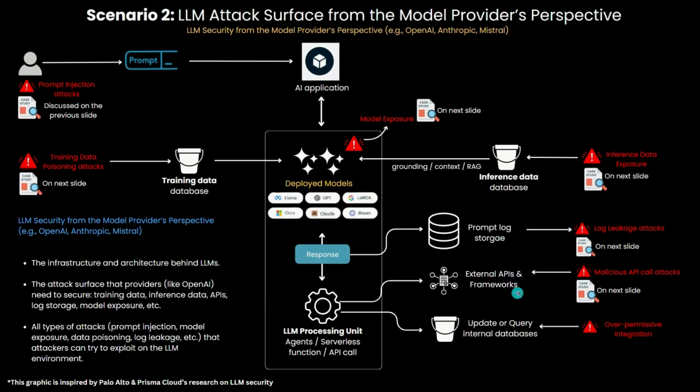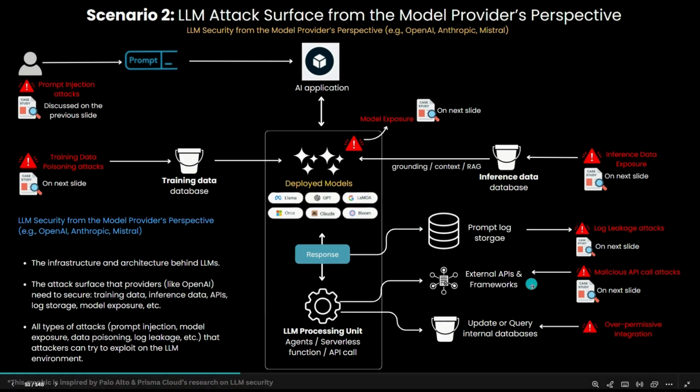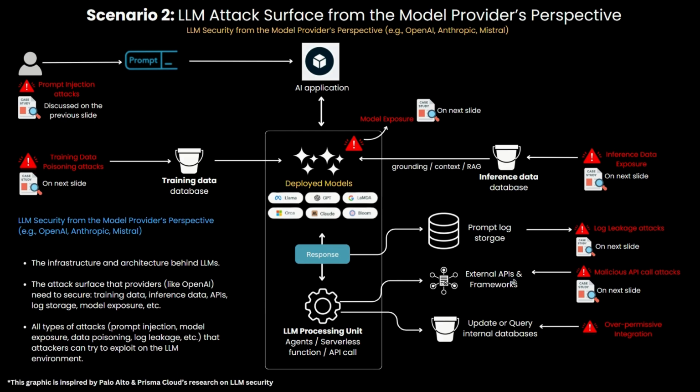If these frameworks, APIs, and plugins are overly permissive, they can lead to unauthorized access or data exfiltration. And each red icon that I'm showing you here on the slide marks a key threat. For each one, we will discuss a real world case study on the next slides.